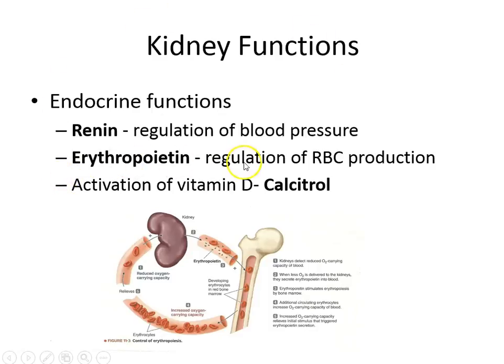Erythropoietin, EPO, helps regulate red blood cell production. So whenever the kidneys detect low oxygen levels, for example, if we aren't carrying enough oxygen due to low red blood cell levels or low hemoglobin levels, they'll secrete EPO, and that'll go into our red bone marrow, like in this figure. And the red bone marrow, those cells will differentiate and make new red blood cells.